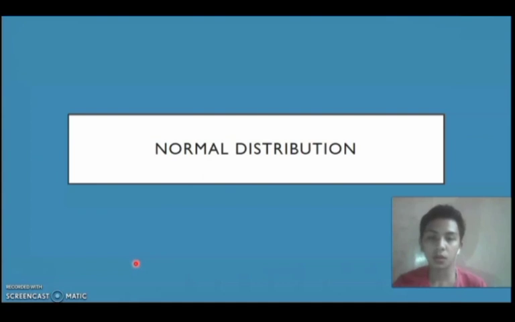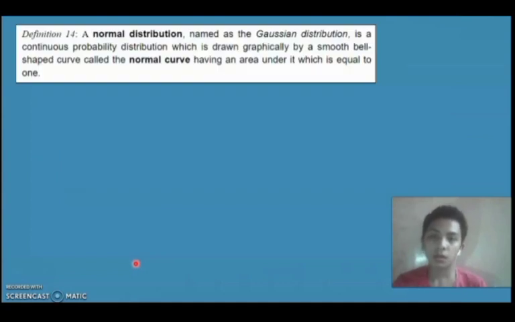Third topic is the normal distribution. A normal distribution, also named the Gaussian distribution, is a continuous probability distribution which is drawn graphically by a smooth bell-shaped curve called the normal curve, having an area under it which is equal to 1.